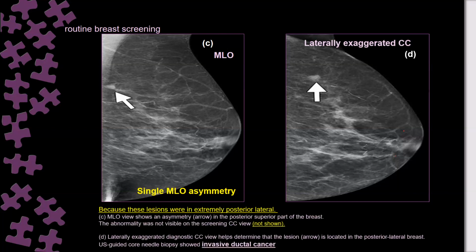So this is also invasive cancer. The lesion was not seen on the CC view, seen only on MLO. On the extended lateral here, it is clear it is a mass with a convex border and spiculated margins. They went for ultrasound, and ultrasound-guided biopsy revealed invasive ductal carcinoma.